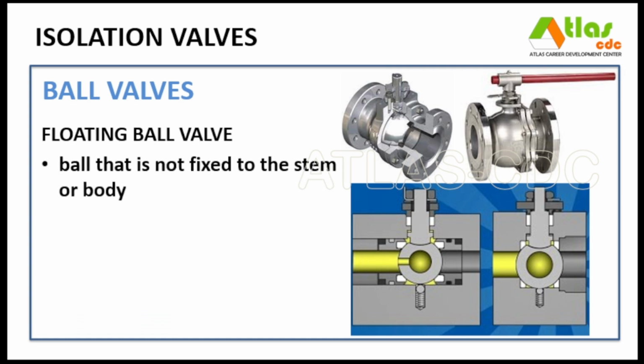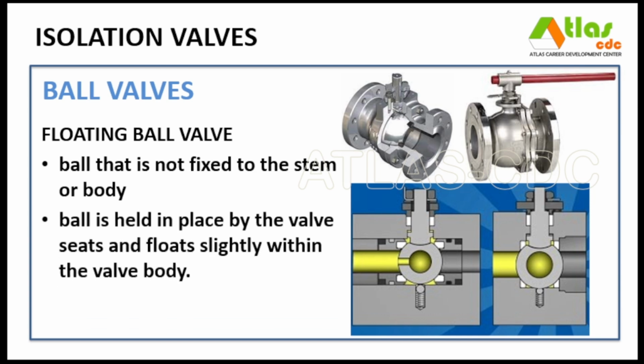The most common ball valve design is the floating type. A floating ball valve has a ball that is not fixed to the stem or body, allowing it to float slightly and press against the downstream seat to create a tight seal when closed. Its mechanism relies on line pressure to aid sealing, making it effective for bidirectional shutoff.